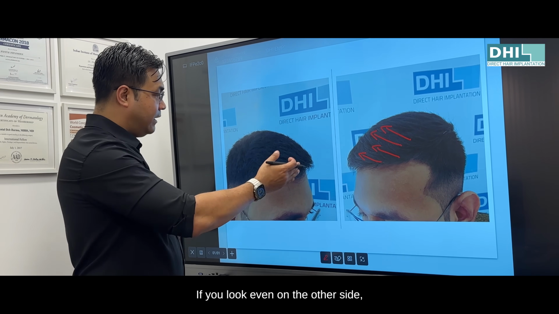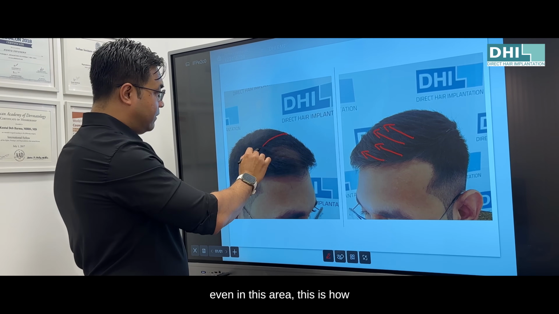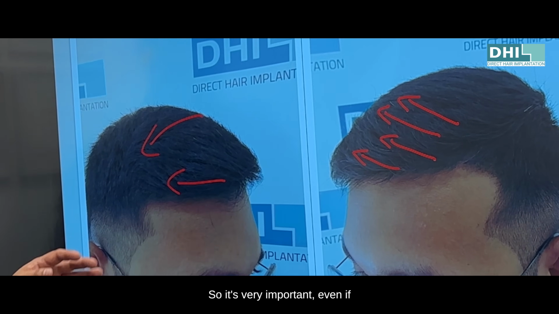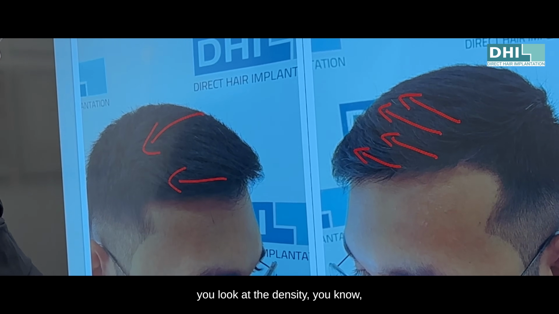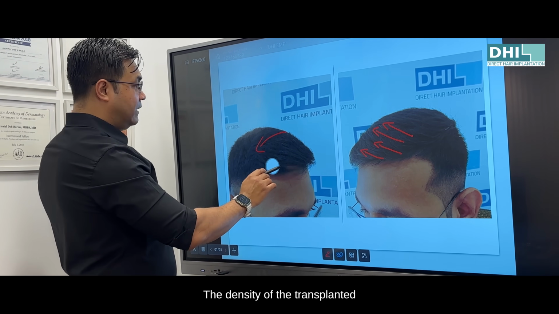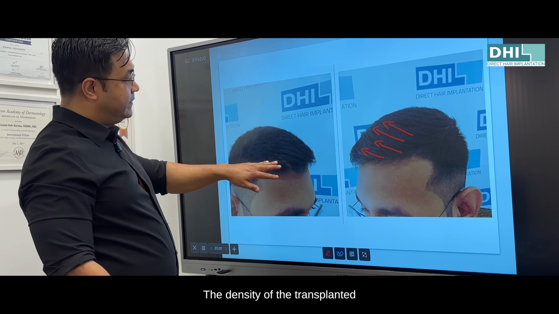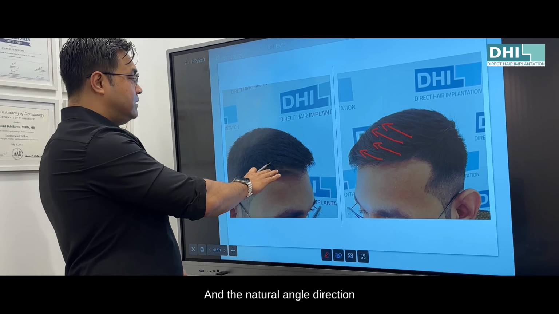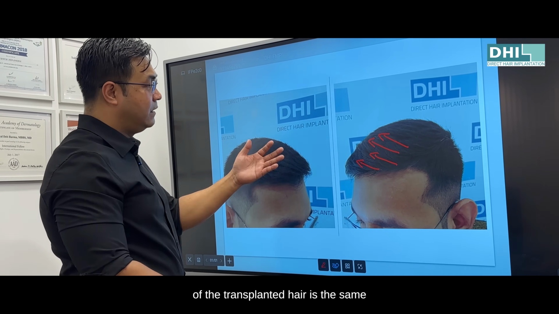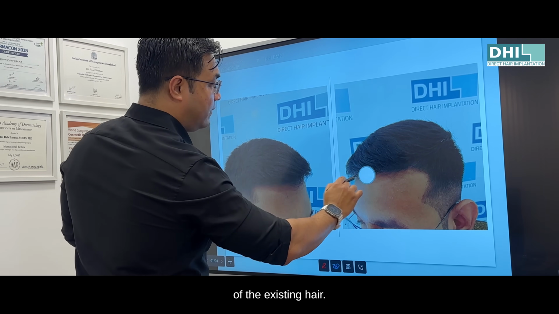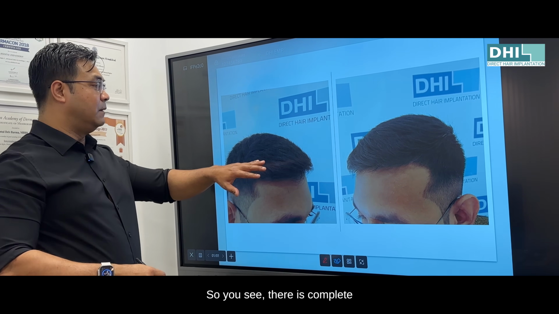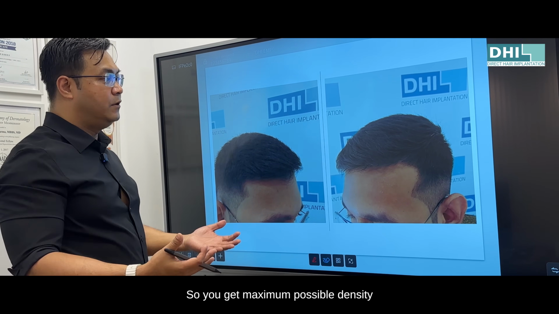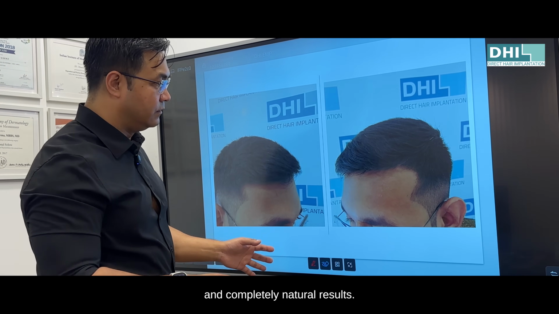If you look even on the other side, even in this area, this is how the existing hair is and this is how the transplanted hair is. So it's very important. Even if you look at the density, the density of the transplanted hair is the same as the density of his existing hair, and the natural angle and direction of the transplanted hair is same as the natural angle and direction of the existing hair. So you see, there is complete sync in terms of density and the naturalness of the results. So you get maximum possible density and completely natural results.